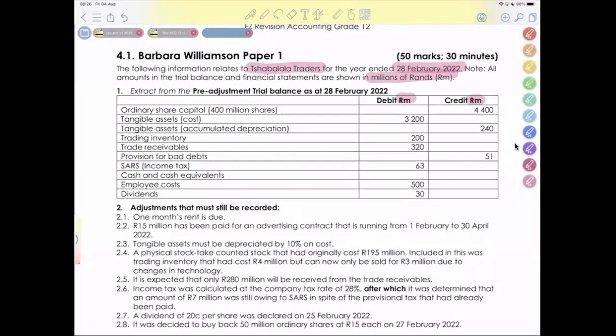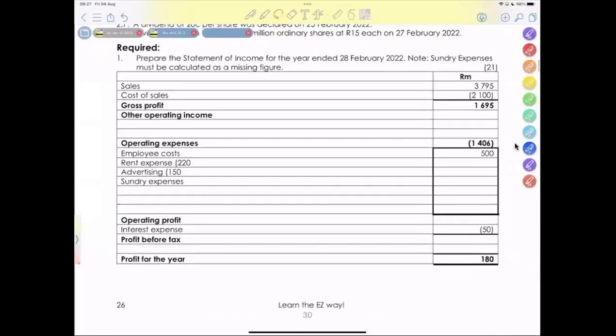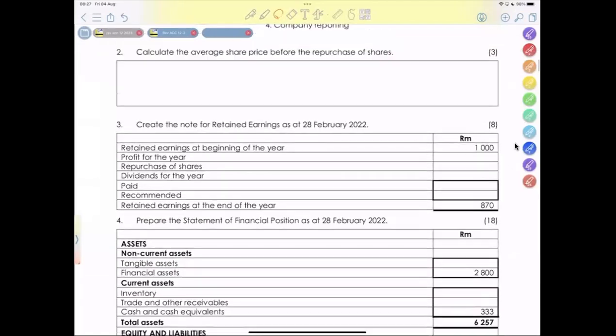In your answers, you'll see that the columns are also headed with an RM. So it means in reality, you just need to write less, which is quite nice. You can see that you're given an extract from a pre-adjustment trial balance and a bunch of adjustments that still need to be done. And you're then required to prepare the statement of income and calculate the average share price.